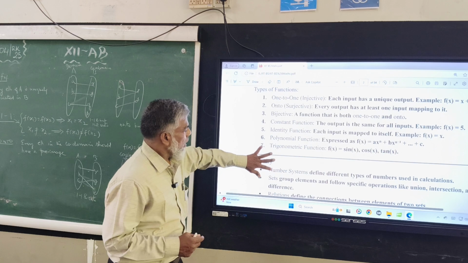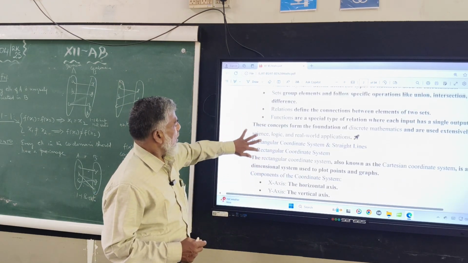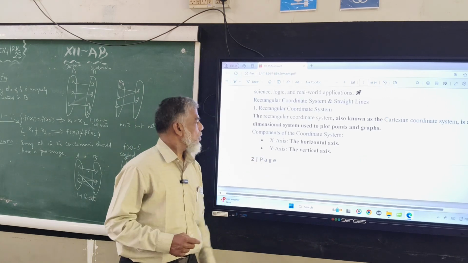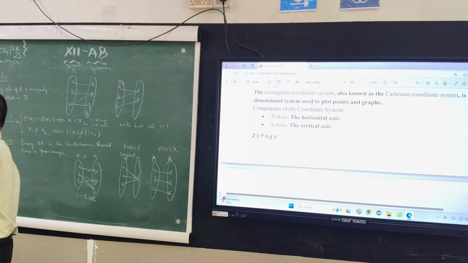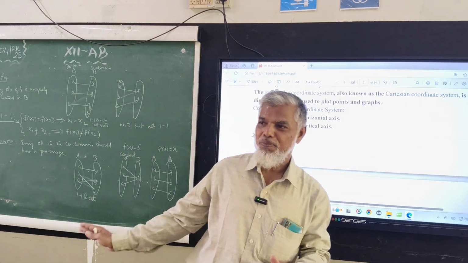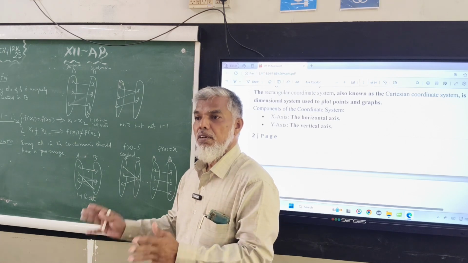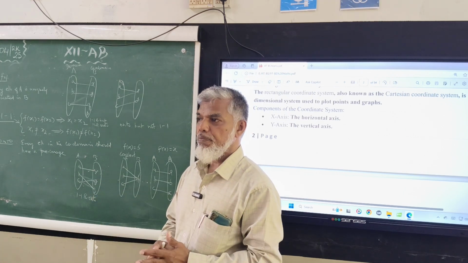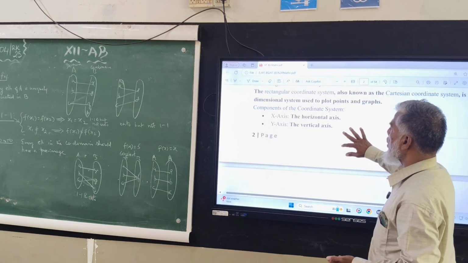Next is summary. Definitions and concepts we have all studied. And next is rectangular coordinates. So we finished one chapter called relations and functions, but we have never studied a problem. Okay, but I gave an example. That example will be more useful for understanding the problem in the qualifier. Now the next concept is the rectangular coordinate system.